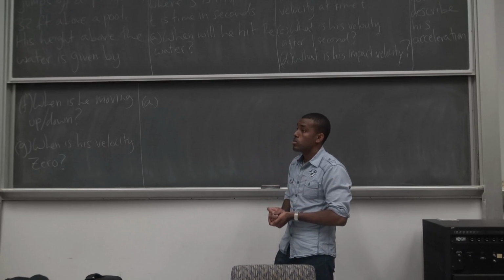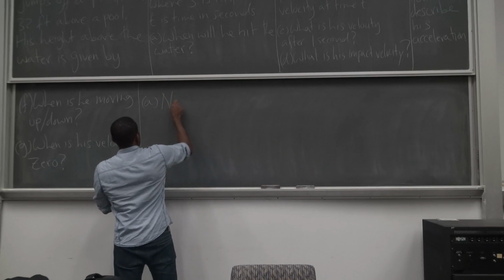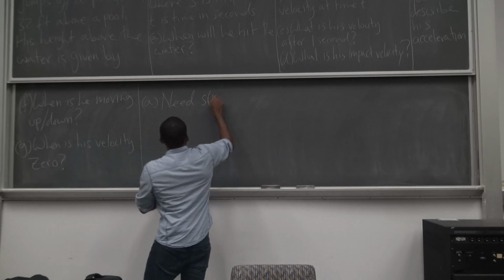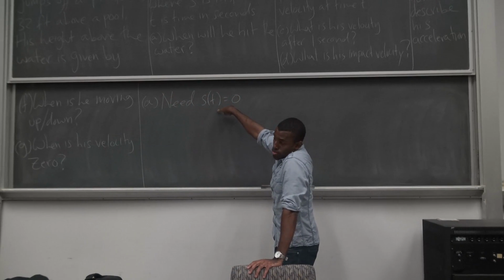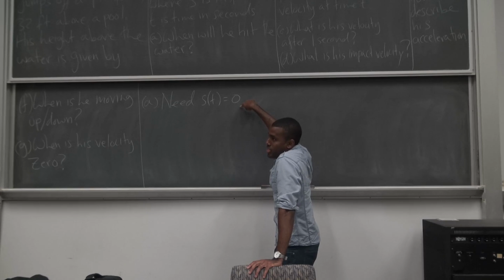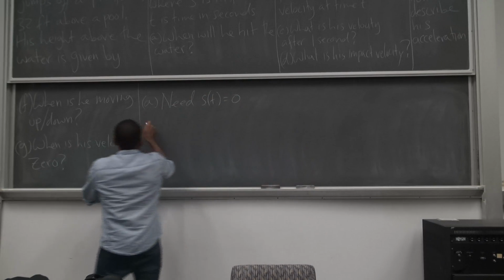He'll hit the water when his position is 0, so you need S of t equals 0. S describes his height above the water. When his height above the water is 0, that means he hits the water. So all we have to do is take that function we were given, set it equal to 0, and solve for time.